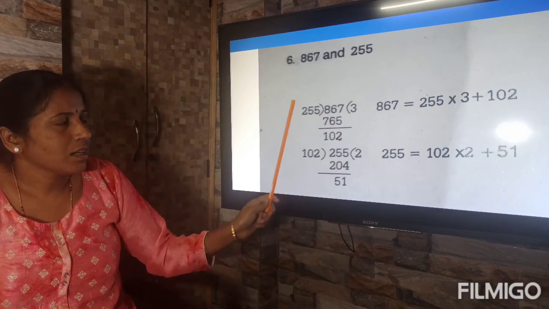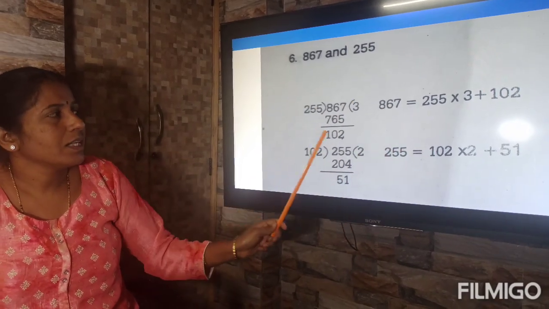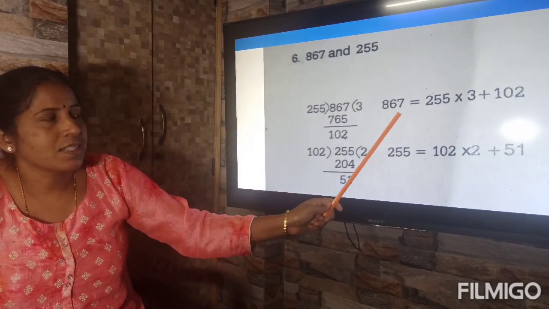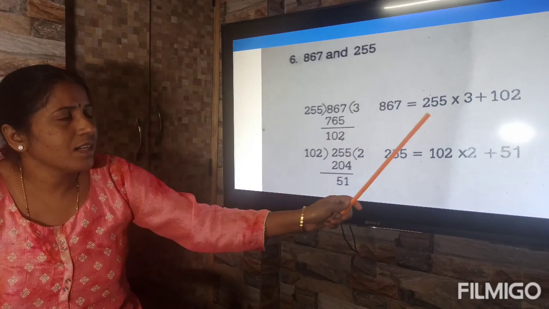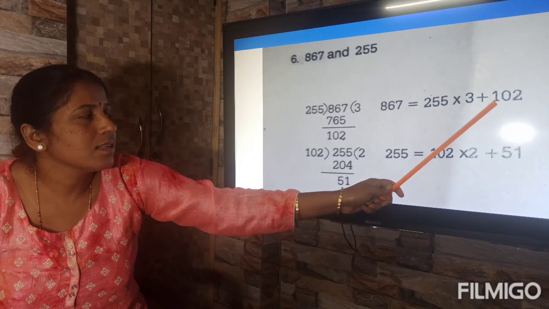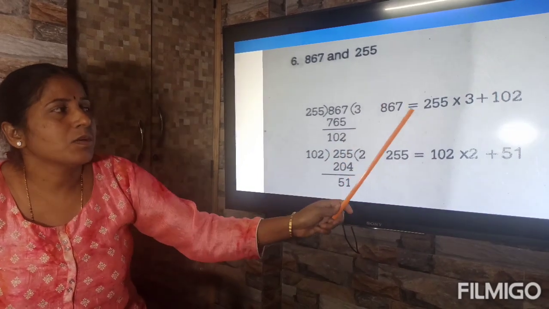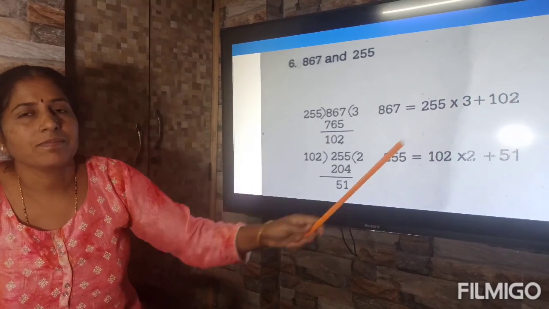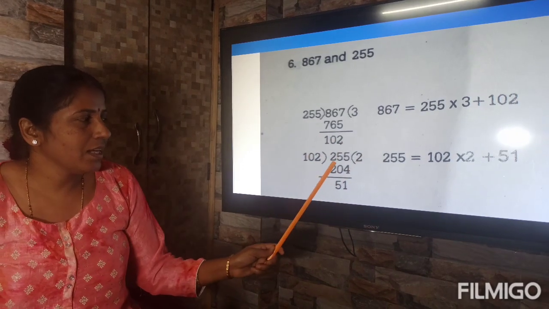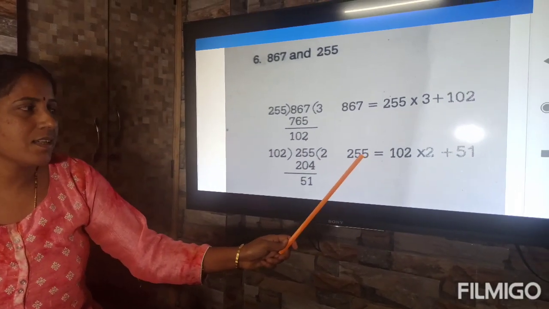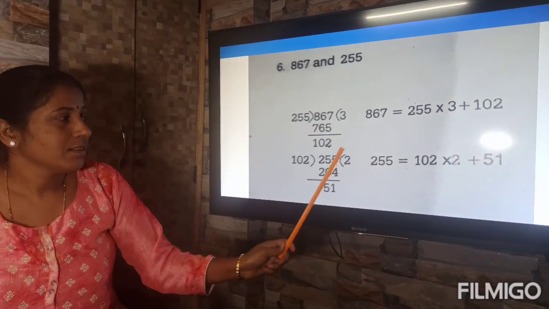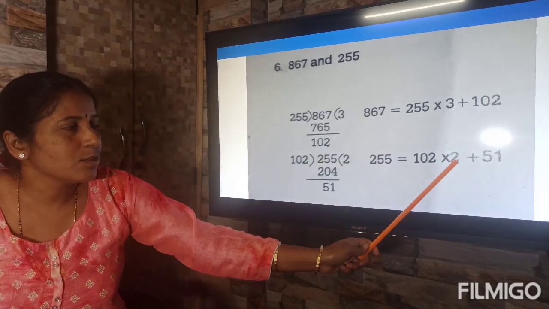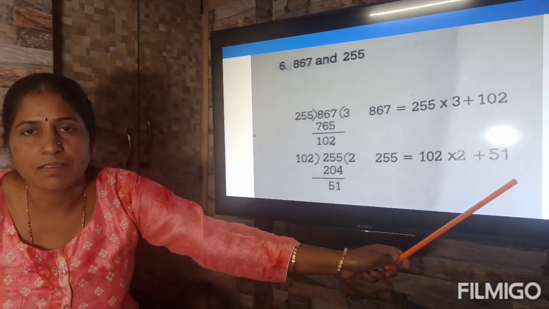Okay. According to the division lemma, I have to write this division like this: the dividend, take on the left side, is equal to divisor into quotient plus remainder. Dividend is equal to divisor into quotient plus remainder. Next, for this step, here the dividend is 255, that is equal to divisor 102 into quotient 2 plus remainder 51.